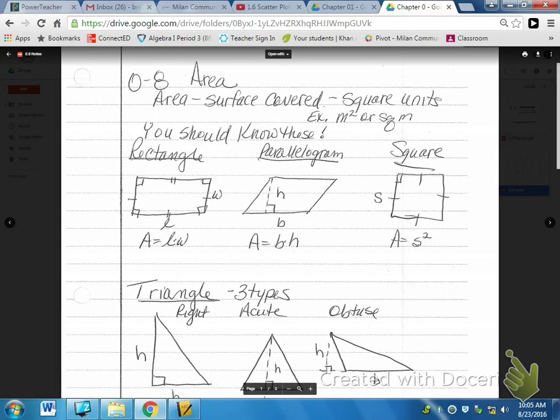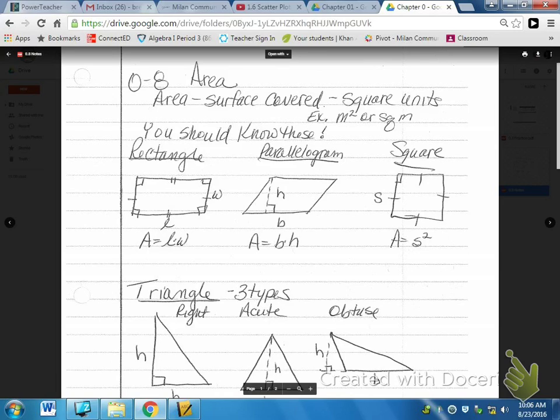Lesson 08 is area. Area is the surface covered by a figure. It is the product of usually two dimensions, like length and width or base and height, but it's always the product of two dimensions, and that is why it is always labeled square units, because it is inches times inches, which would be inches squared, or feet times feet, which would be feet squared.